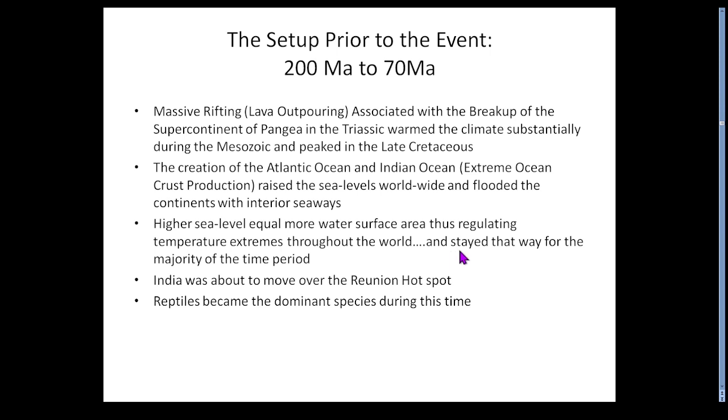India is now about to move over the Reunion hotspot, and that is going to be explained. And reptiles have now become the dominant species during this time. So, and this is not a correct statement. India was making its way towards the Reunion hotspot; it didn't happen until later on. This is a time period from the end of the Triassic to basically the end of the Cretaceous. I just want to clarify that.